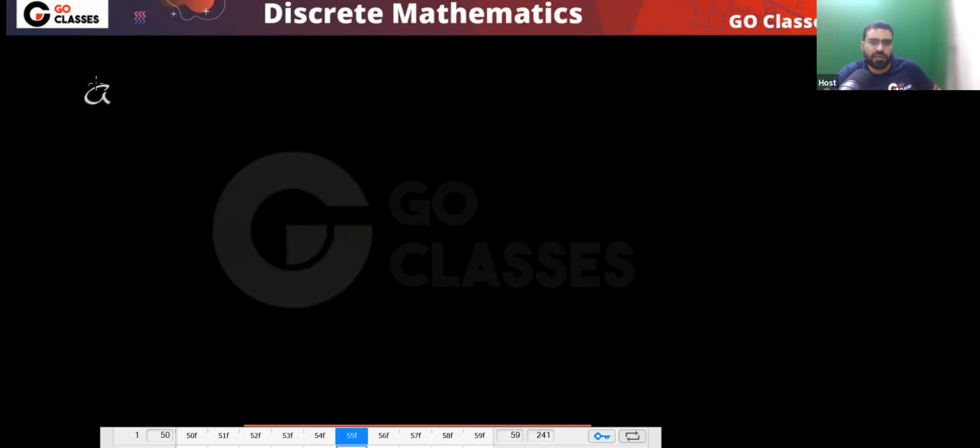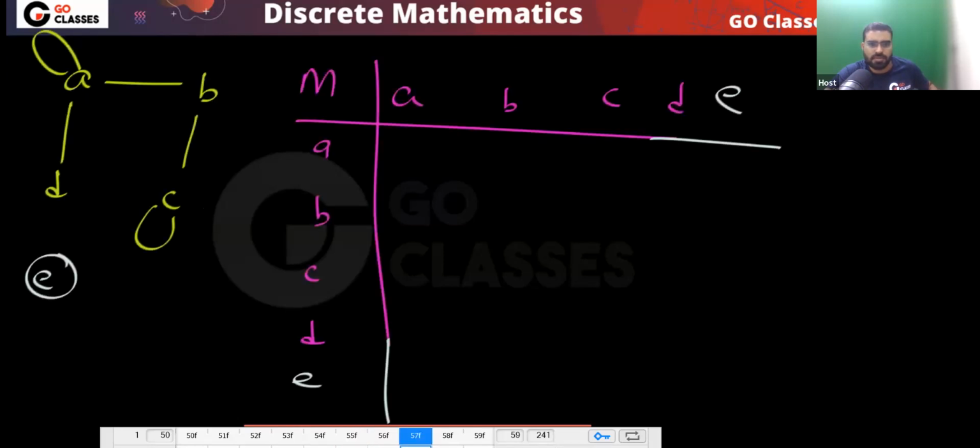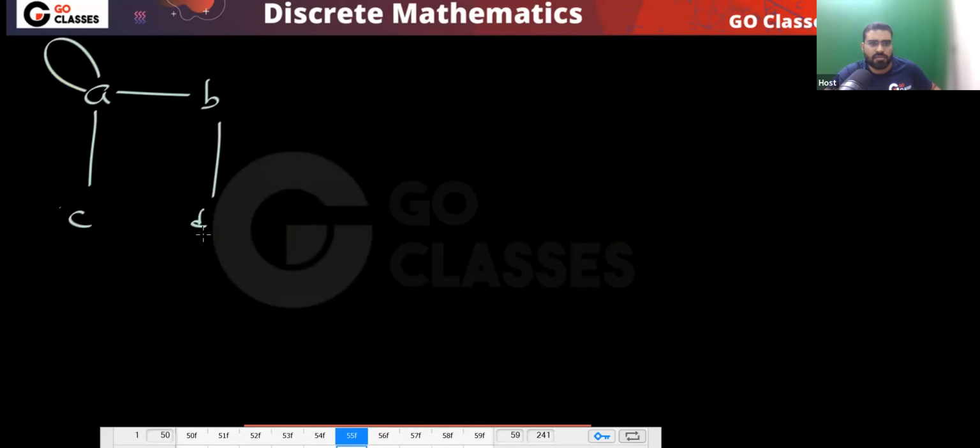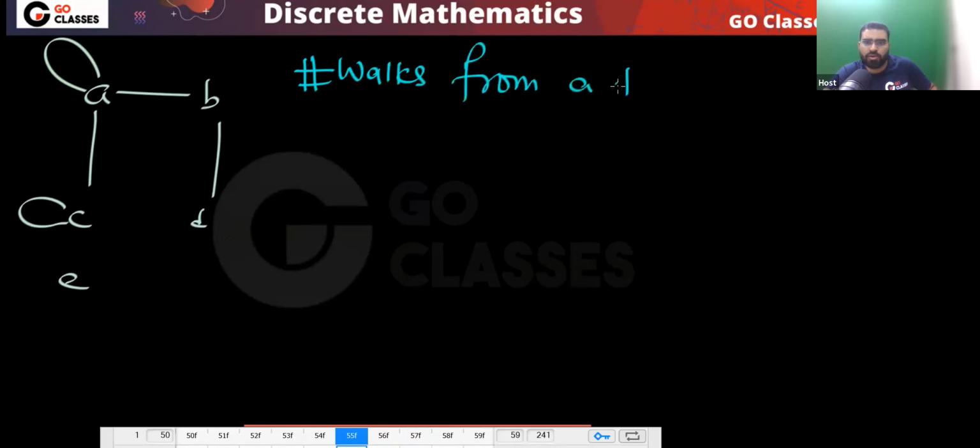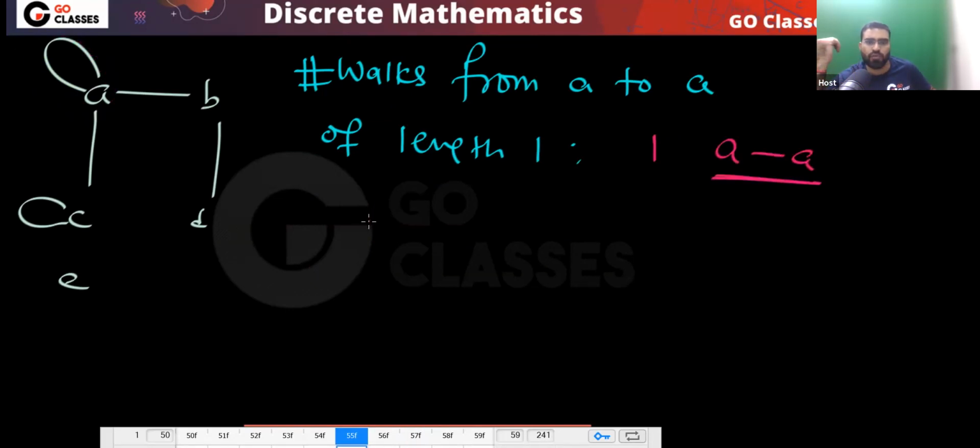Like this is your graph: A, B, C, D. Let's assume C has a self loop, and this is E. So this is a simple question: what is the number of walks from A to A of length 1? The answer is only 1, because you can go from 1 to 1. There is a self loop, so you can go from 1 to 1.